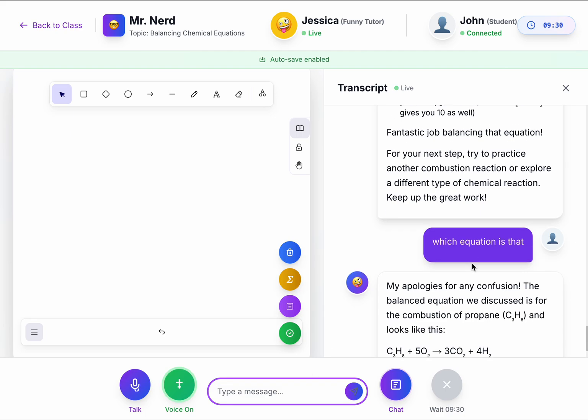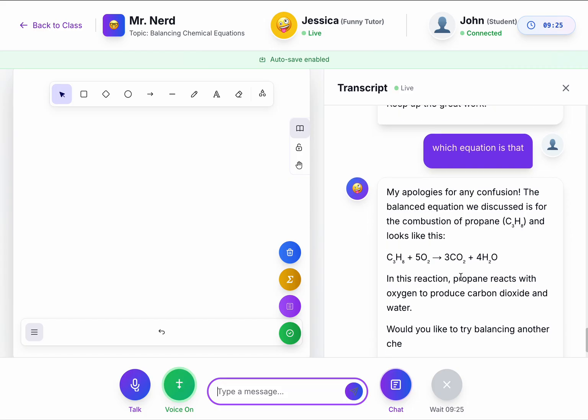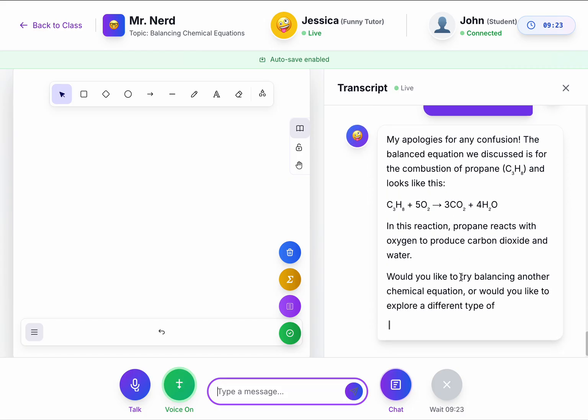My apologies for any confusion. The balanced equation we discussed is for the combustion of propane, C3H8, and looks like this: C3H8 plus 5O2 yields 3CO2 plus 4H2O. In this reaction, propane reacts with oxygen to produce carbon dioxide and water. Would you like to try balancing another chemical equation, or would you like to explore a different type of reaction?